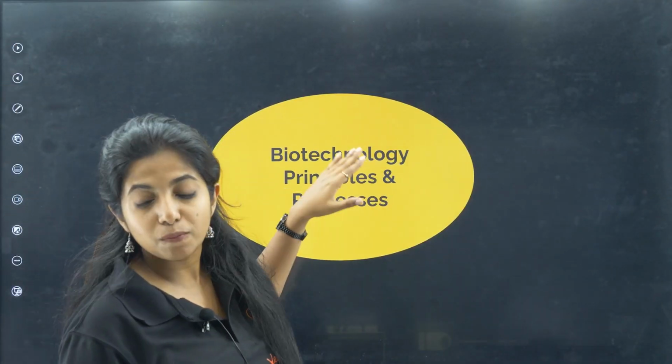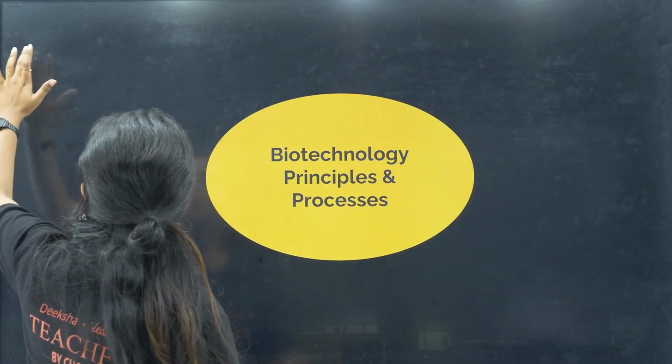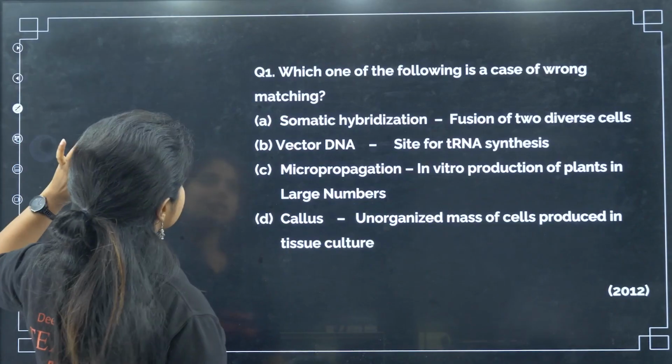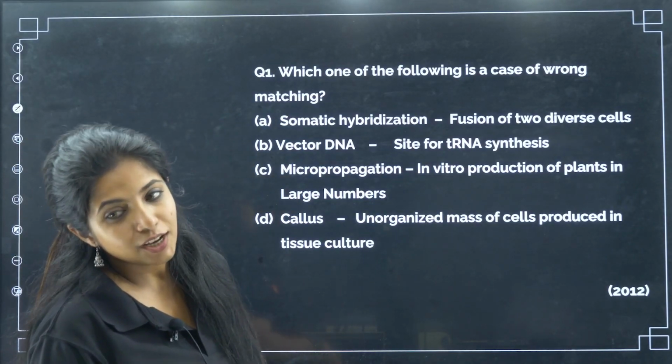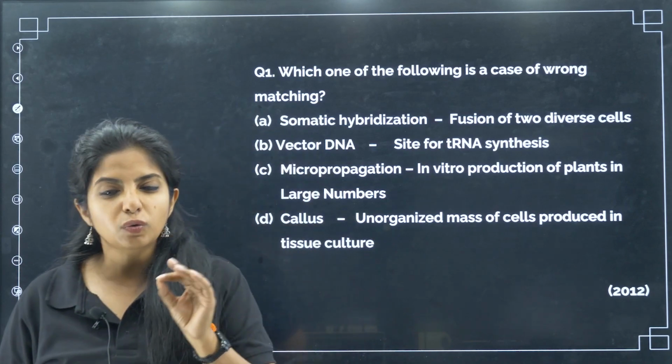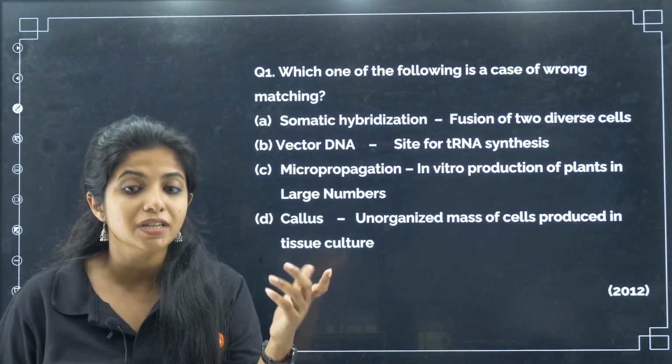Now, biotechnology principles and processes. The first question that we have from this chapter is this: which one of the following is a case of wrong matching? Somatic hybridization, fusion of 2 diverse cells. Is it somatic hybridization? Yes, my dear children.